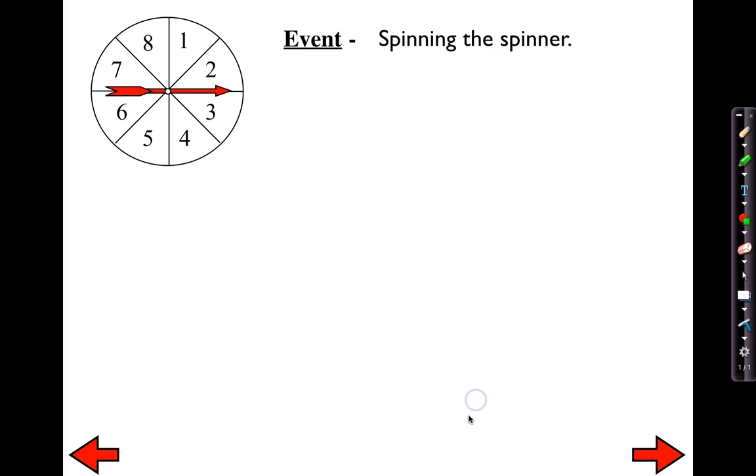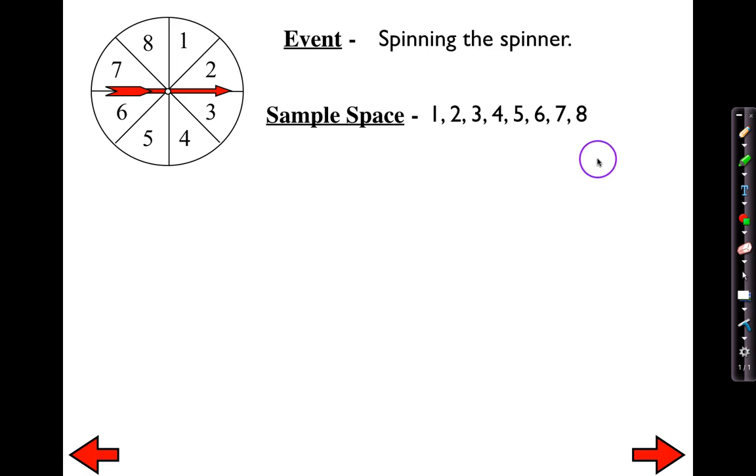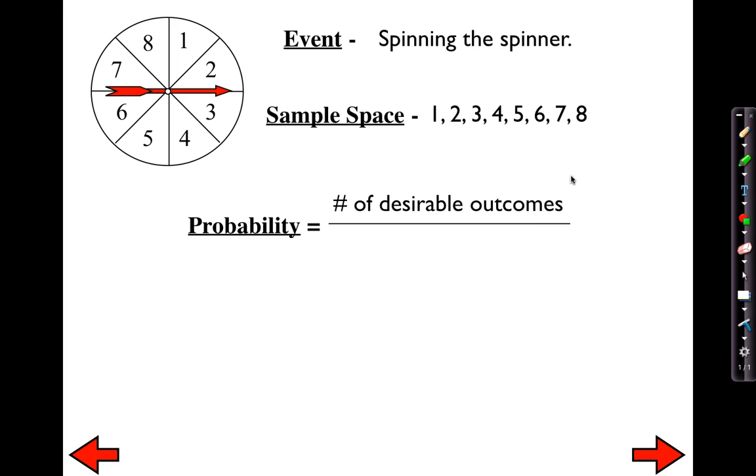Here, the event is going to be spinning the spinner. The sample space, so what are the different possibilities? Well, it's 1, 2, 3, 4, 5, 6, 7, or 8. Those are the different outcomes. Probability, again, just a reminder, is the number of desirable outcomes over the total number of outcomes.